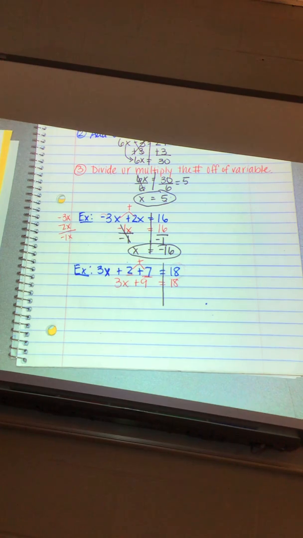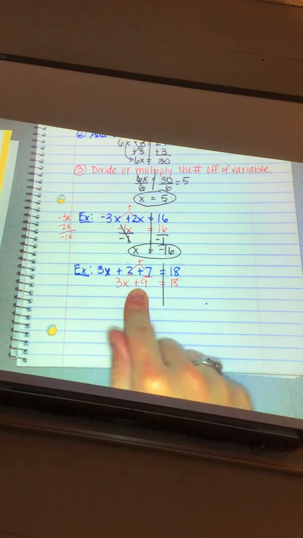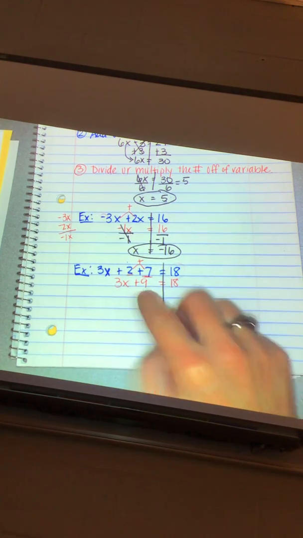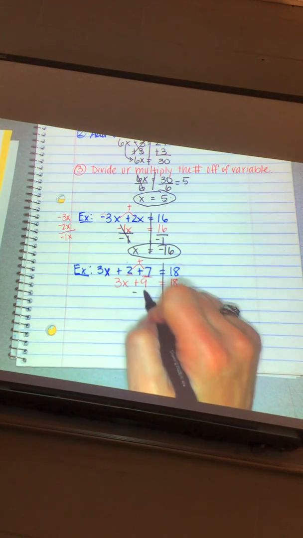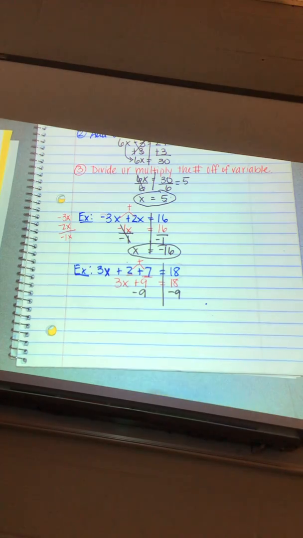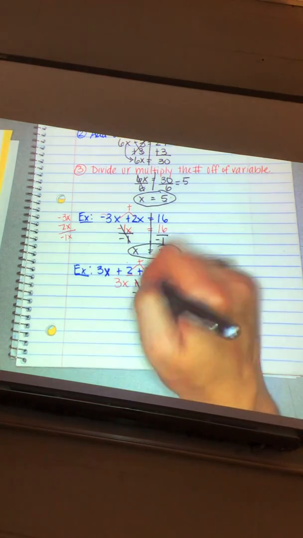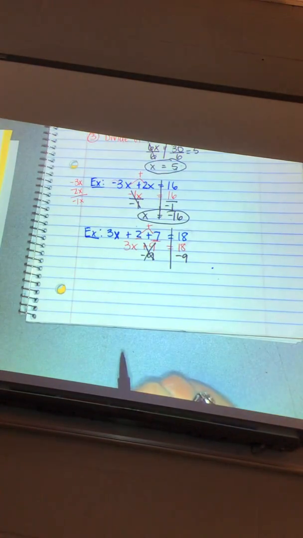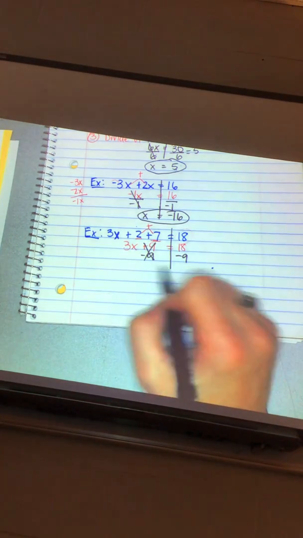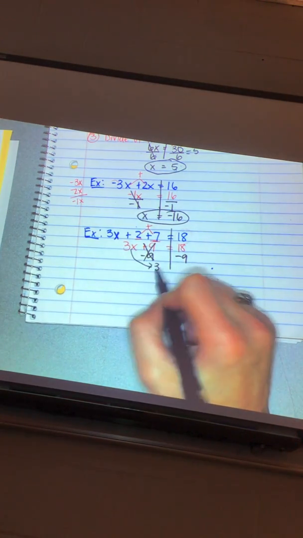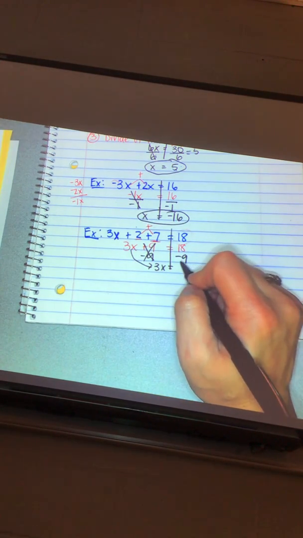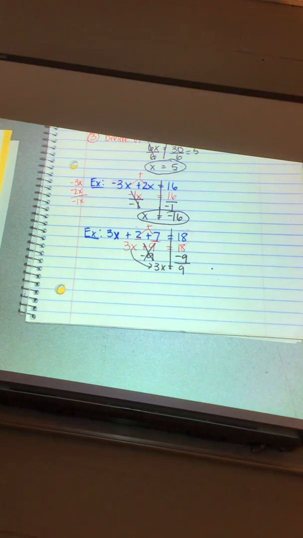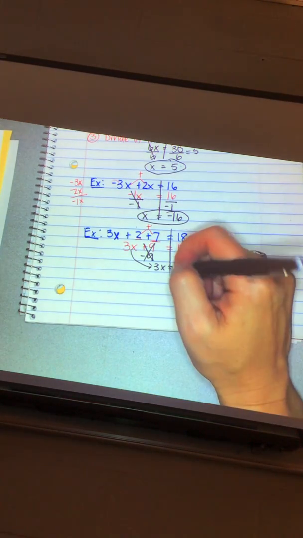And here is what we're talking about. We have a 9 that's been added to the 3x. So we need to do what? Subtract 9 from both sides. Well, that's going to give us 0 there. And we can pull this 3x down because that's all that's left over there on that side. And then over here, it's just a subtraction problem. 18 minus 9 is 9. So what we have left is 3x equals 9.